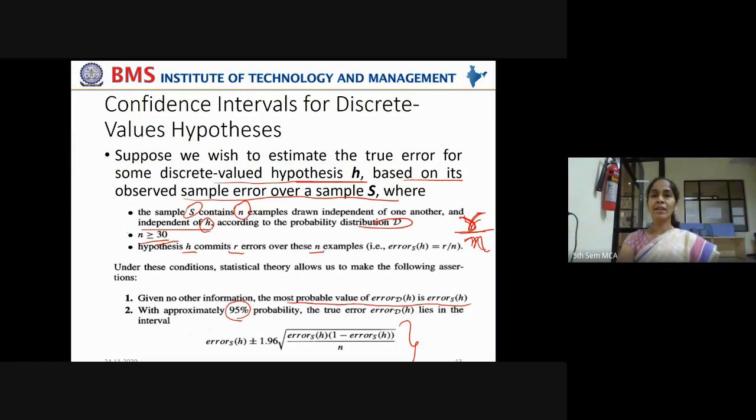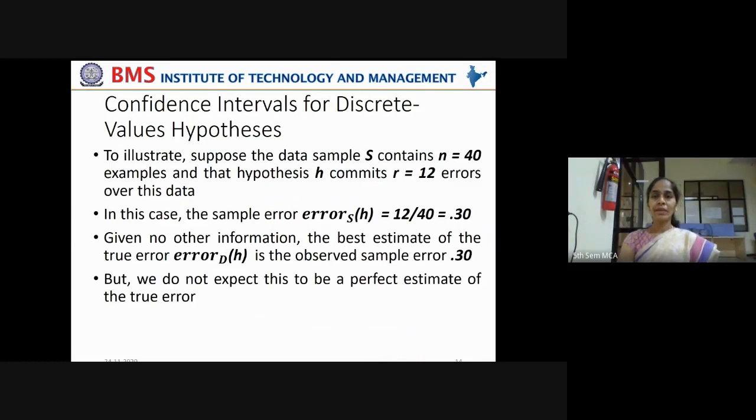Okay. You will understand how we have used this more clearly as I proceed with the explanation. Now, to illustrate this particular representation, suppose the data sample S contains n equal to 40 data points, or 40 training examples, and that hypothesis H commits 12 errors over this data.